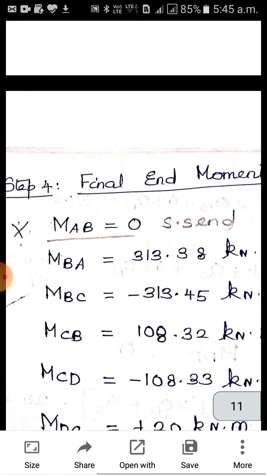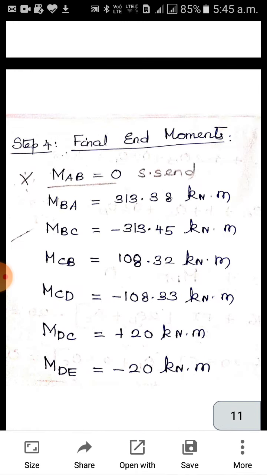Now step number 4, the last step before drawing the bending moment diagram. See here, MAB, you substitute the values, you'll get it as 0 only, that is a check. So all the other values you get. As I already told you, MBA plus MBC equal to 0 in the equilibrium equation. So if MBA equal to 313.38, MBC will also be equal to 313 point something. Sometimes you'll have a slight difference.